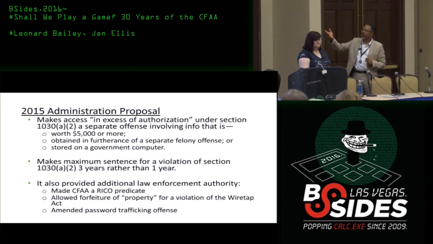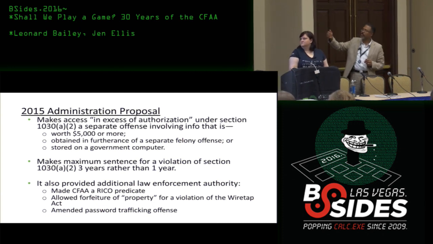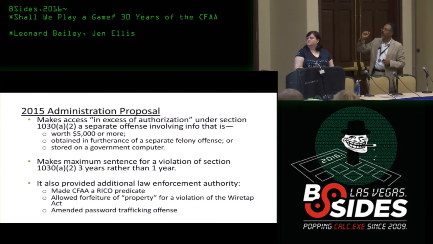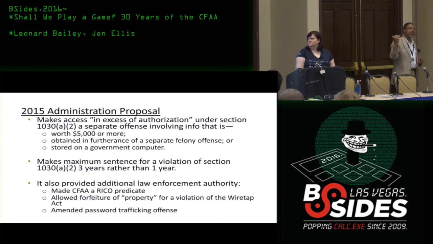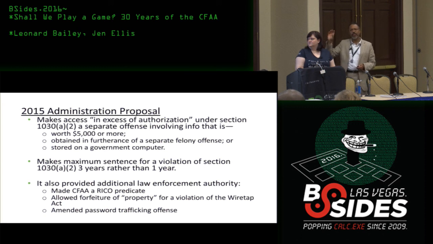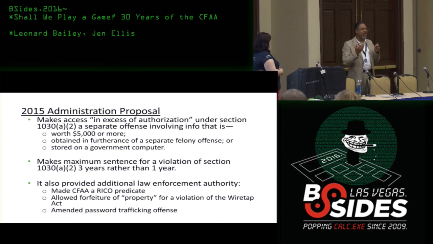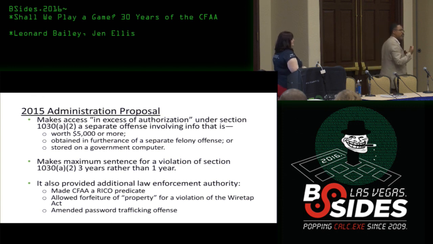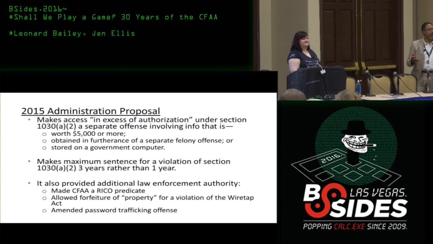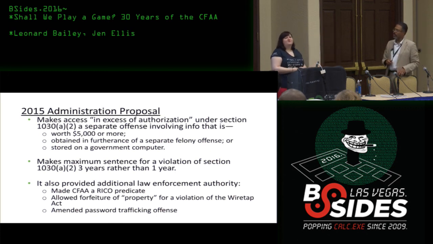So it has these elements: $5,000 or more, the furtherance of a felony, or stored on a government computer. Now, this ran into trouble not really for the A2 provisions. In fact, we heard not a lot of criticism of the A2 amendments. It was the fact that we, at the same time, were requesting other authority to go after other types of crime. And the sorts of things that we had listed as additional authority we wanted drew some fire from folks in the community saying, we think that these are too expansive and capture conduct that would implicate, for example, computer security researchers. It would be fair to say that when the administration came out with this proposal, they heard from me a lot.